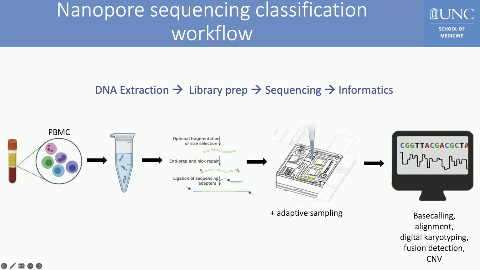The last aspect of this is to actually run the informatics. So to do this, we'll run base calling, we will align to the human reference genome, and we will then determine or infer digital karyotype as well as detect these fusions.